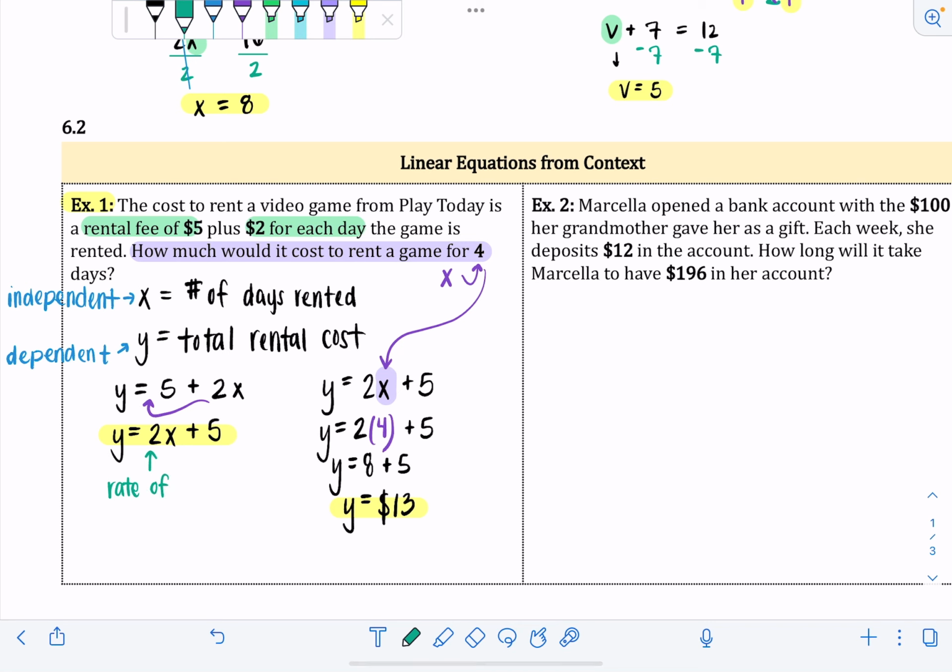And that's just how much it's changing by per unit essentially. So for us, it was $2 per day. It was going up by $2 per day. That was our rate of change. And then that 5, where that $5 is, that's our initial value. So there was that initial fee of $5. It was just a one-time charge. And then the 2 is how much it's getting increased by each day. That's our rate of change.